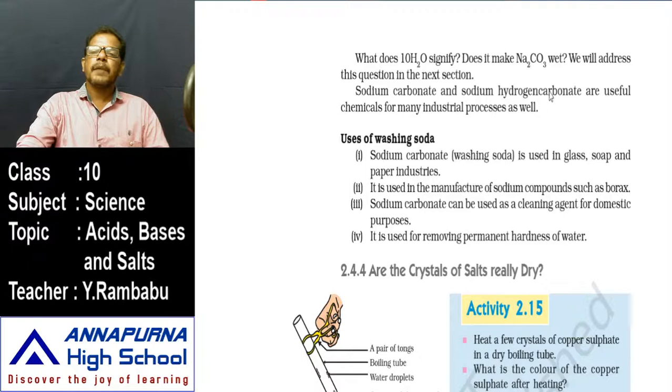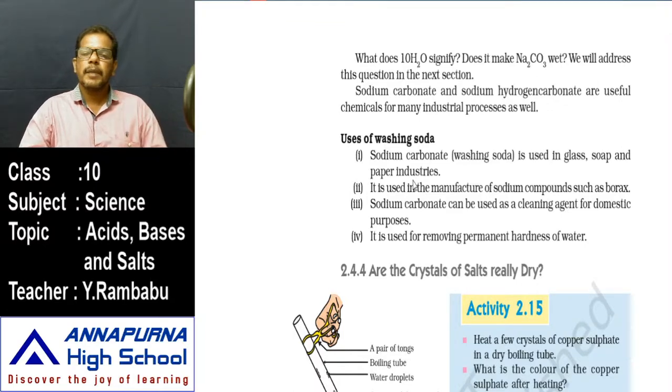Sodium carbonate and sodium hydrogen carbonate are useful chemicals for many industrial purposes. Already we have learnt about the uses of sodium hydrogen carbonate. Then what are the uses of washing soda, that means sodium carbonate? It is used in the glass industry, soap industry and paper industry. Generally in the glass industry, what are used as raw materials? Silica, that means sand, silicon dioxide. Next, soda ash. What is soda ash? Soda ash is nothing but dry sodium carbonate, that means powder of sodium carbonate.